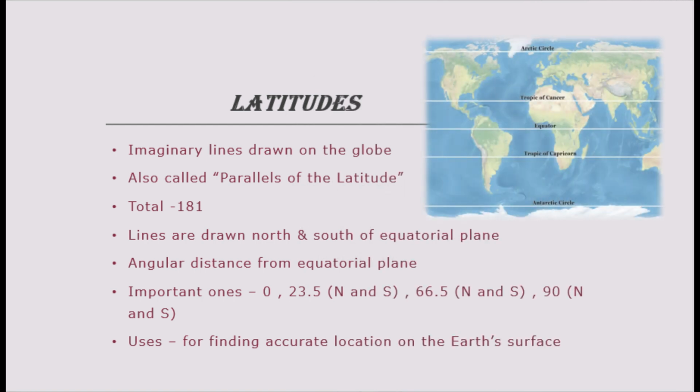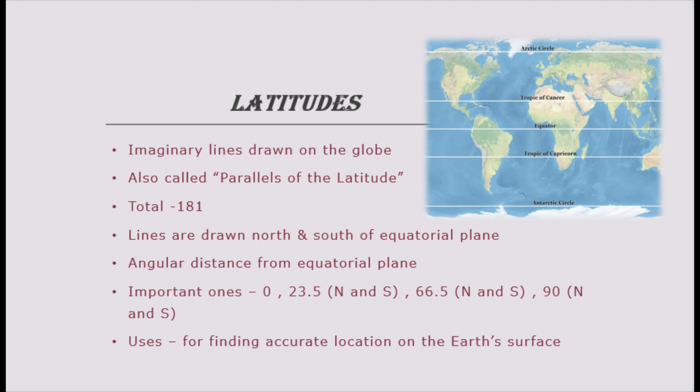Latitudes represent imaginary lines drawn on the earth. The equator is drawn, which passes through the center of the earth and divides the earth into two equal hemispheres. The northern one is called the northern hemisphere and the southern one is called the southern hemisphere. Latitudes are literally angular distances drawn from this equatorial plane, which cuts the earth into two equal halves of northern and southern hemisphere. In total, there are 181 latitudes.